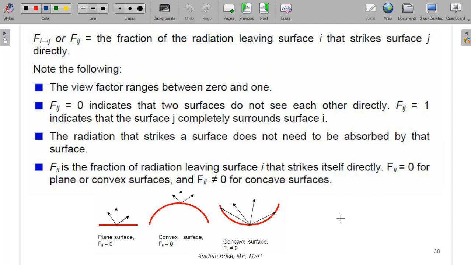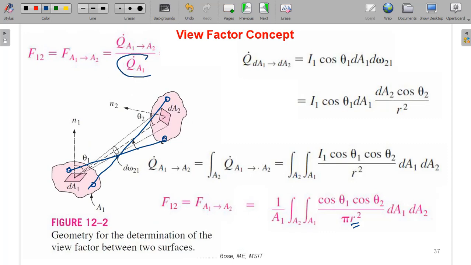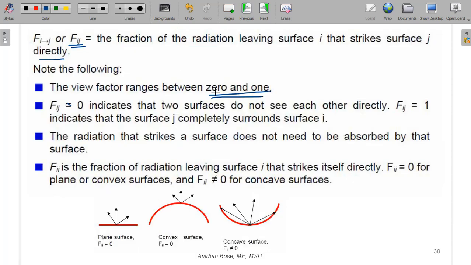So what we can see is that if we are talking about two surfaces, one is surface i, another one is surface j, then F_ij is the fraction of the radiation leaving surface i that strikes surface j, that we have understood. Now some important points. The view factor ranges between 0 and 1. It is quite clear, it's a fraction. The maximum amount that is coming out from 1 is q1, and definitely a fraction of it will strike this surface. So this quantity definitely is less than 1, and minimum 0 if they are not facing each other. So it is a number between 0 and 1.